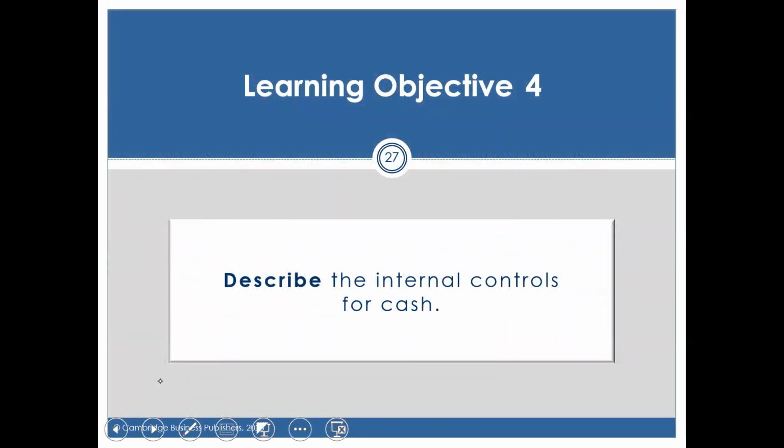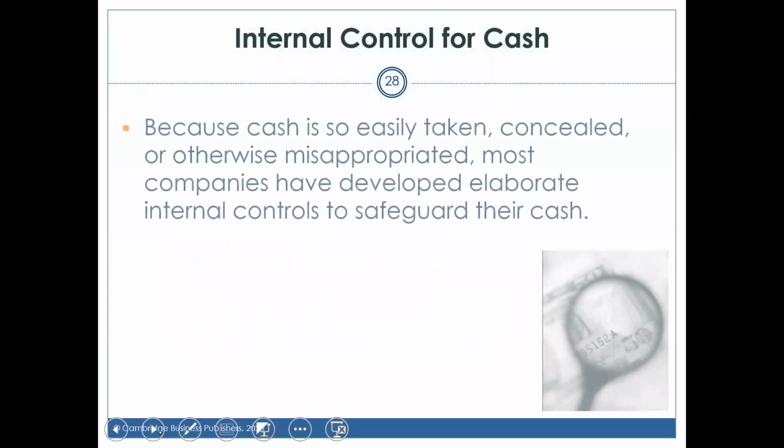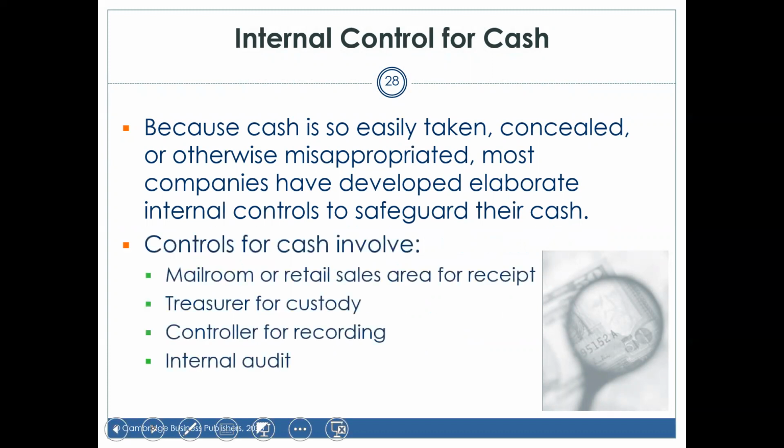All right, internal controls for cash. Because cash is so easily taken, concealed, or otherwise misappropriated, most companies have developed elaborate internal controls to safeguard their cash, and we're going to talk about that. Controls for cash involve a mailroom or retail sales area for receipt. The treasurer has custody, and the controller is in charge of recording. Then internal audit comes in and investigates to make sure things are going okay.